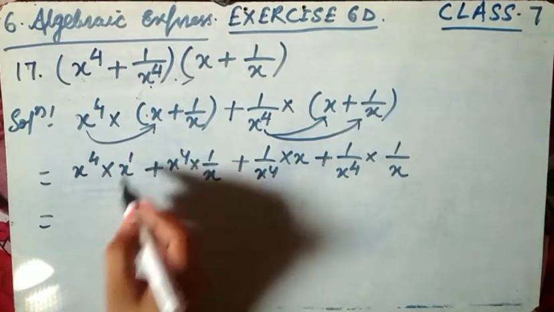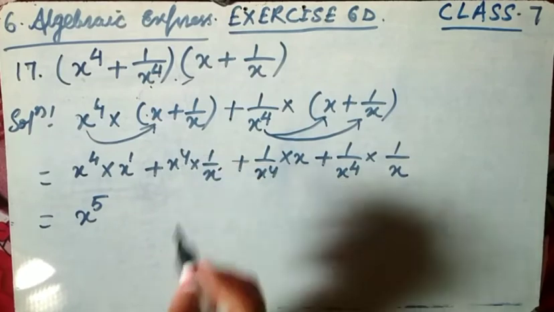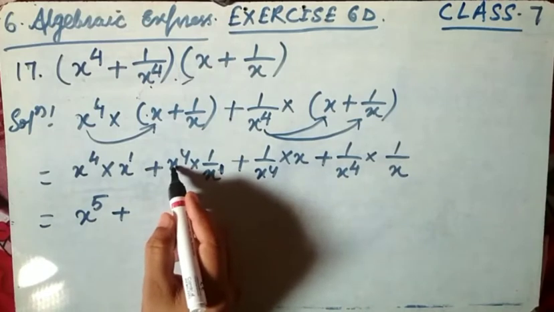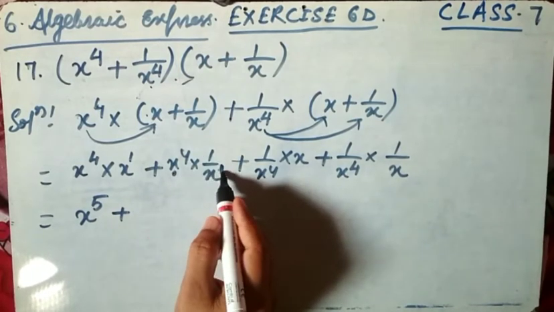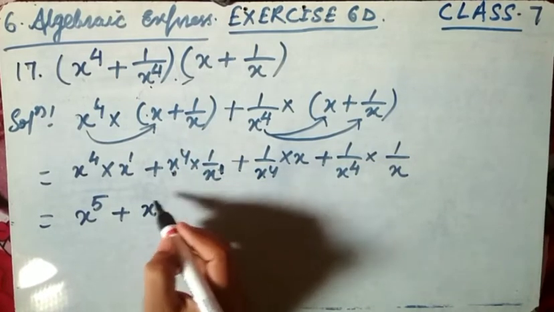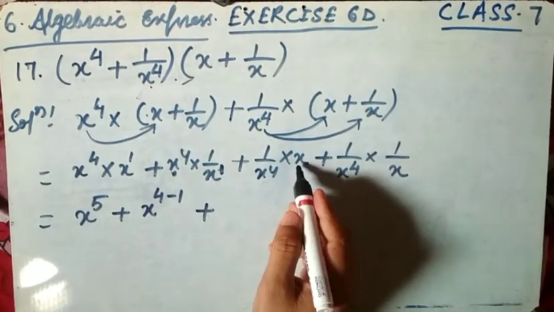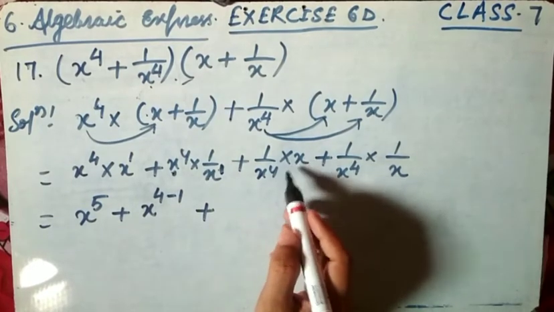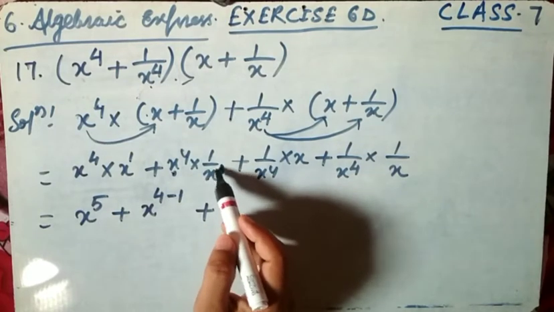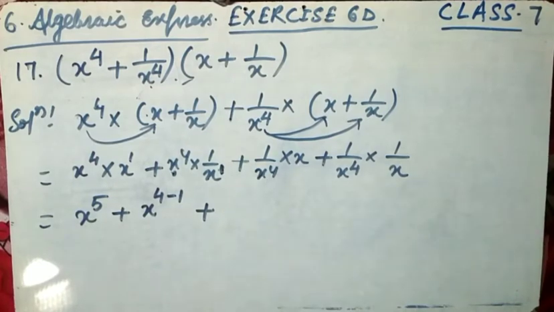Now here x has power 1, so x raised to power 4 plus 1 is 5. Have a look: this is x raised to power 4 and x raised to power 1, but one is in the numerator and one in the denominator, which means division. We write the single base and subtract the exponents, 4 minus 1. Similarly here, because this x is going up, we have to write a negative sign.